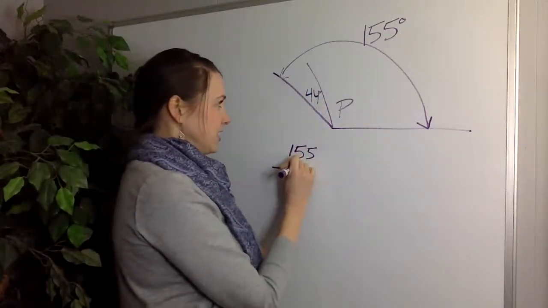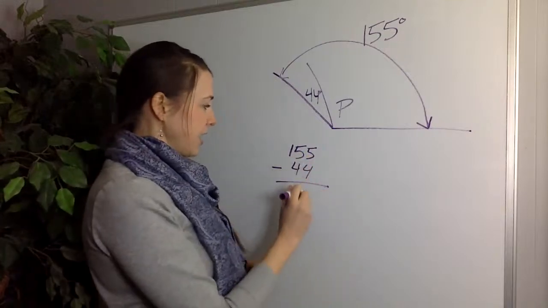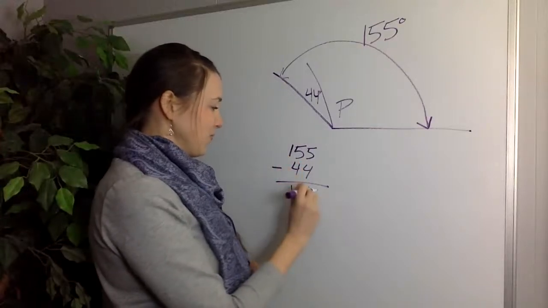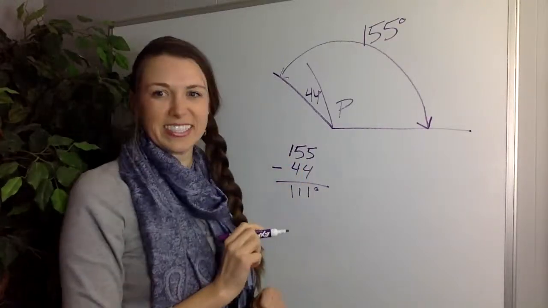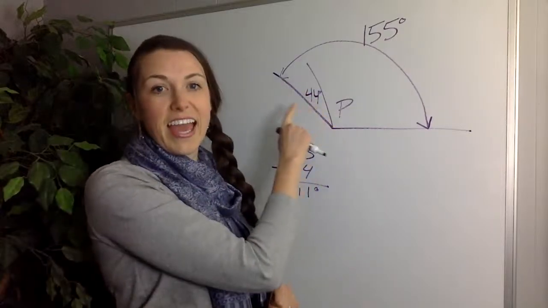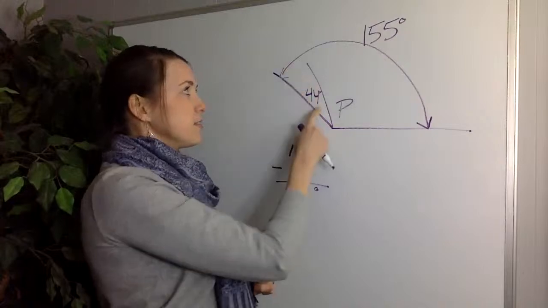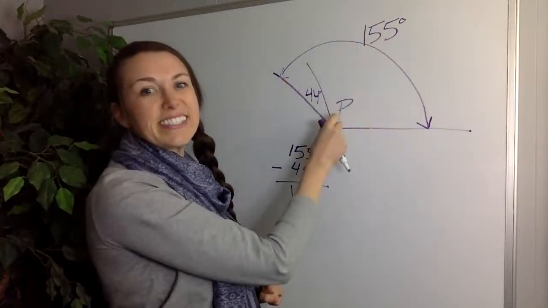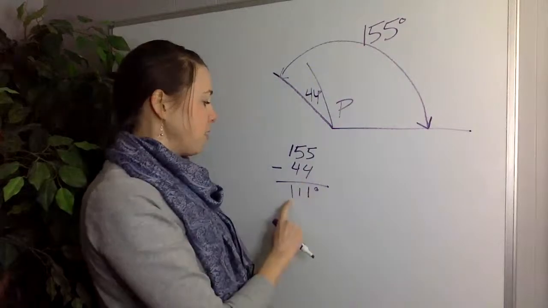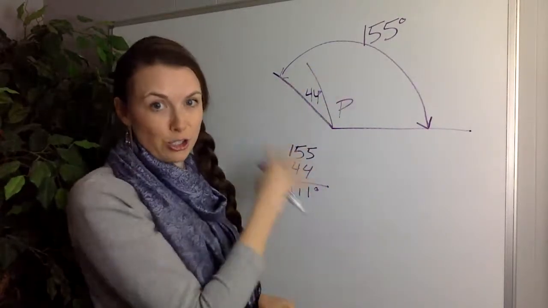We're subtracting 44, and I get 5 minus 4 is 1, 5 minus 4 is 1, so 1, 1, 1, right? Yes, Franza, this little angle here is an acute angle. So this big angle minus this obtuse angle minus this little acute angle ends up being 111.